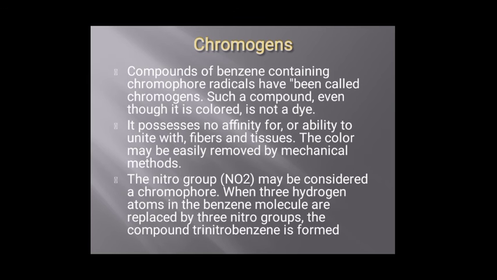The nitro group may be considered a chromophore when the 3 hydrogen atoms in the benzene molecule are replaced by 3 nitro groups. The compound trinitrobenzene gets formed. Means it is a colored compound. Trinitrobenzene is a colored compound.